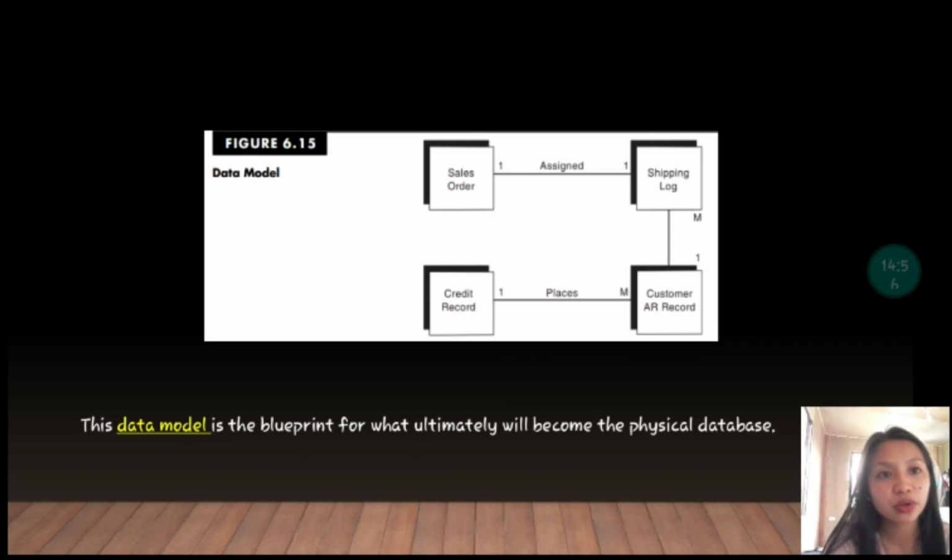So one sales order is assigned to one shipping log. And also, one credit record places to many customer account receivable records. And for the customer account receivable record, we have 1:many. So one customer is equivalent to many shipping logs, not just one, but many shipping logs.